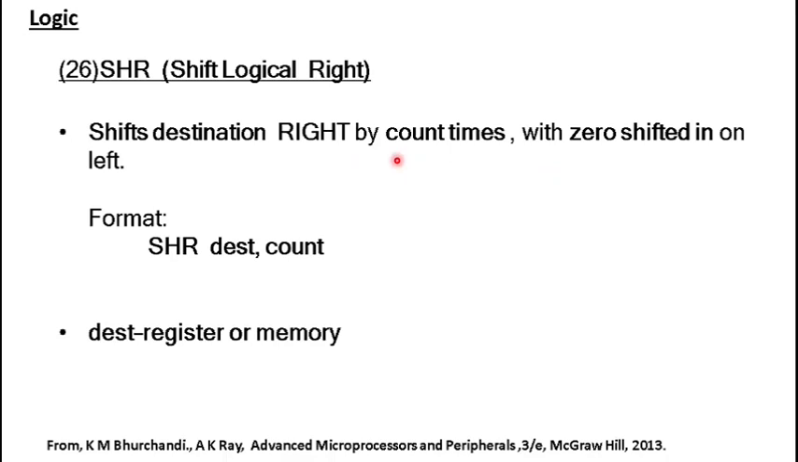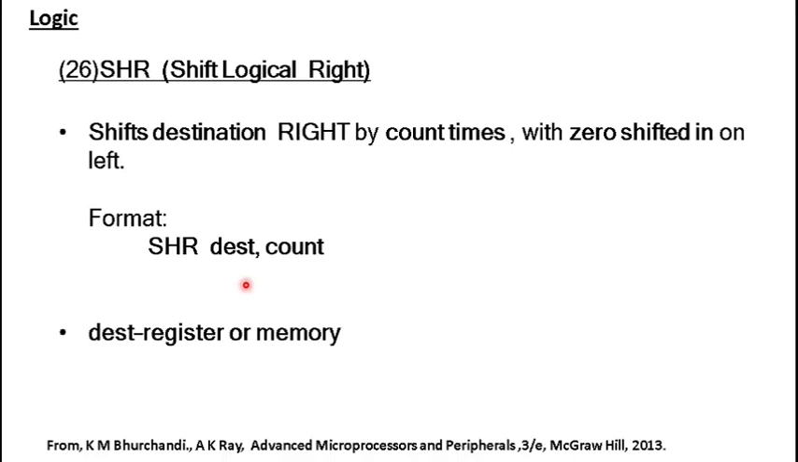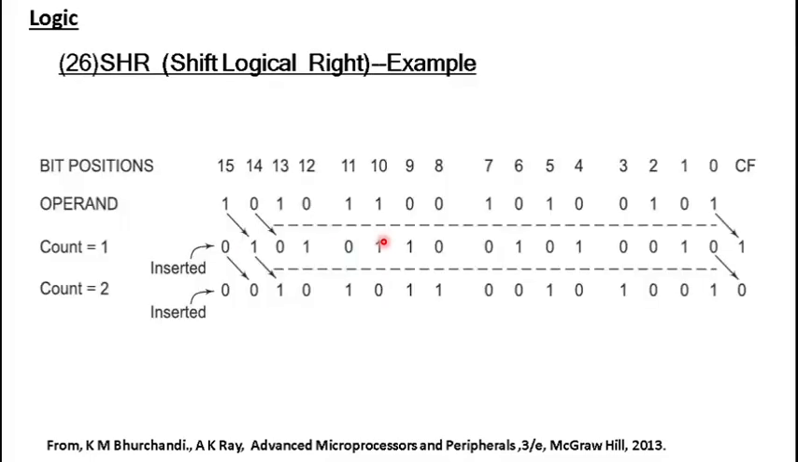Whatever vacant spaces are left in the MSB section after the right shift will be filled by 0. So that is shift logical right. One more thing, the destination can only be a register or memory. As we have seen earlier, here the shift is going to the right side, so the LSB which is just shifted out will be held in the carry flag. The count can either be specified as the immediate value 1 or can be kept in the CL register. We will see an example of shift logical right.